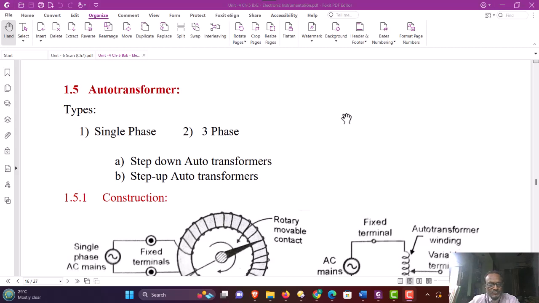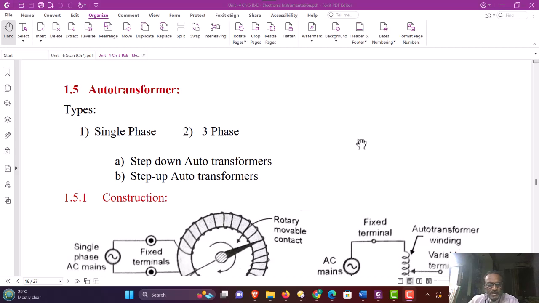There are two types of auto transformers. Depending on the number of phases of the input supply, they can be either single phase auto transformer or three phase auto transformer. Three phase auto transformers are normally used in industry for speed control of AC motors. Whereas in our domestic use, single phase auto transformers are commonly used.